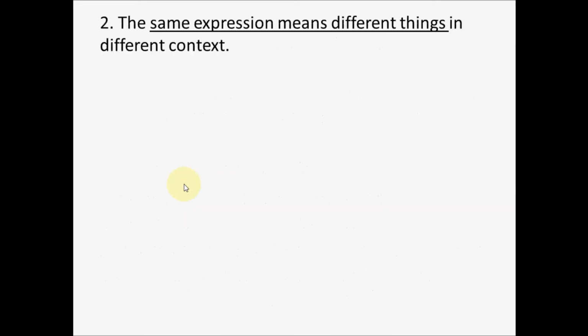Next, the same expression means different things in different contexts, right? For example, where is the water? Suppose this is a sentence. Now, if the context here is a chemistry lab, then you know that the water I am talking about must be pure water, right? But suppose the context in which the sentence is used is a leaky roof. There's a leakage on the roof because of rain. Then you can say the water can be filthy, right?